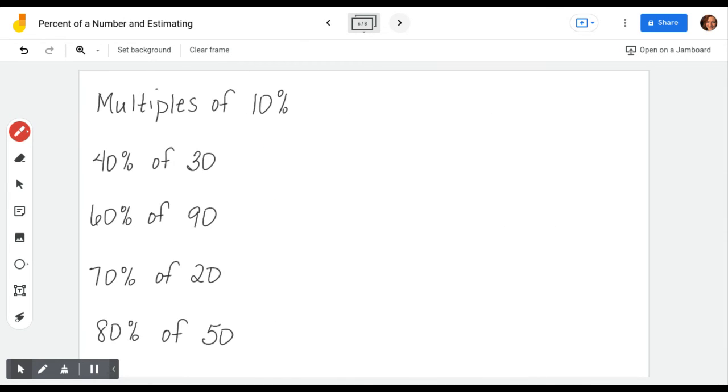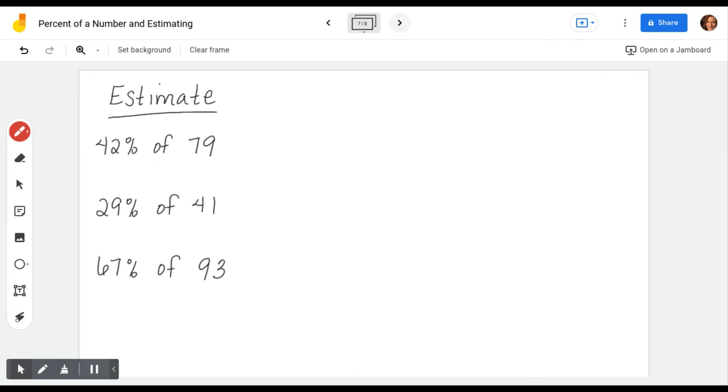So then if you move forward and you have multiples of those, if I do 10% of 30, that would be 3. 40% means I have 4 of those. So 3 times 4, I get 12. Look, drop the 0, drop the 0. 3 times 4 is 12. Check it out. Drop the 0, drop the 0. 6 times 9 is 54. Drop the 0, drop the 0. 7 times 2 is 14. One more, drop the 0, drop the 0. 8 times 5 is 40.